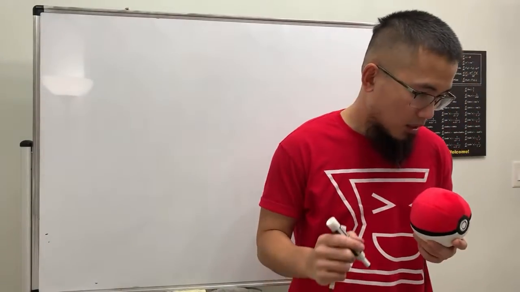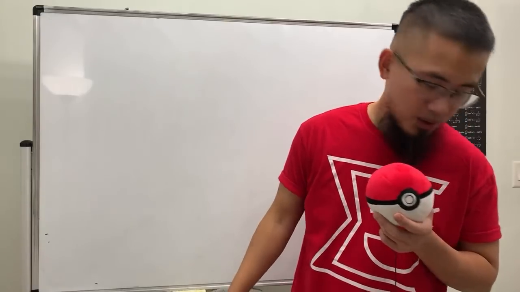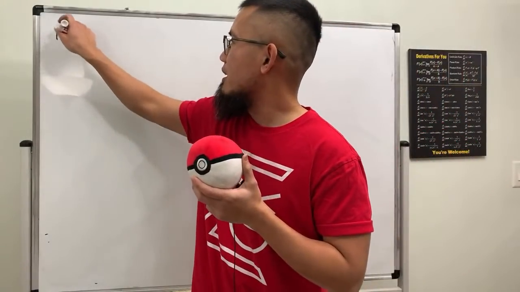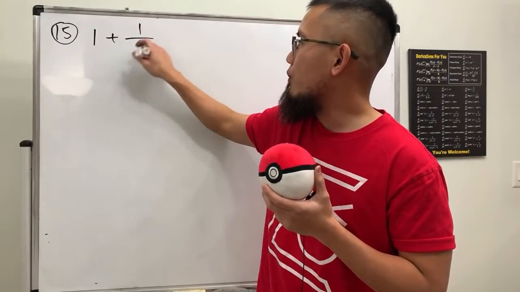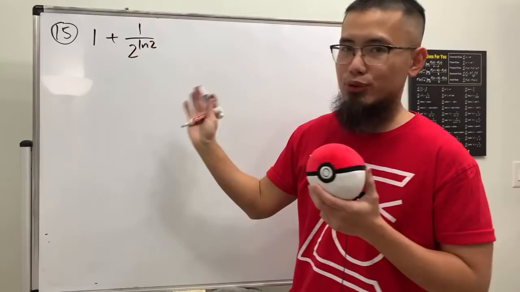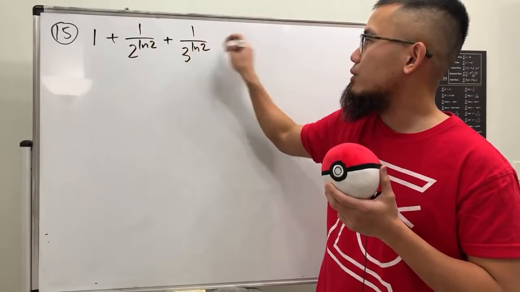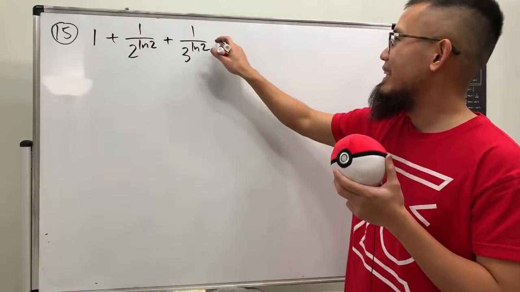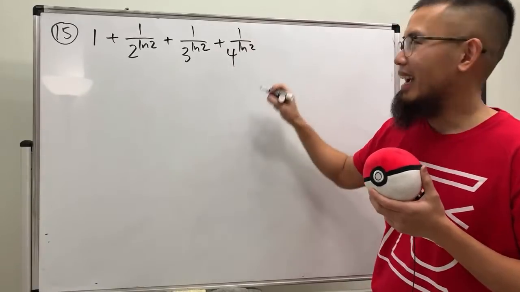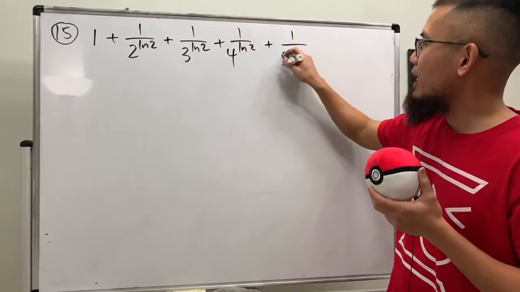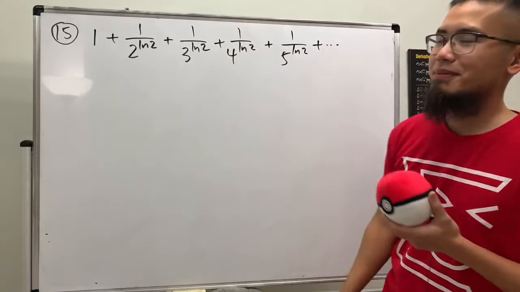Okay, one more question, right? Just one more question. Here we go. Number 15. Last question right here. We have 1 plus 1 over 2 to the ln 2. And then 1 over 3 to the ln 2. And then 1 over 4 to the ln 2. And then 1 over 5 to the ln 2. Like this. And then so on, so on, so on.